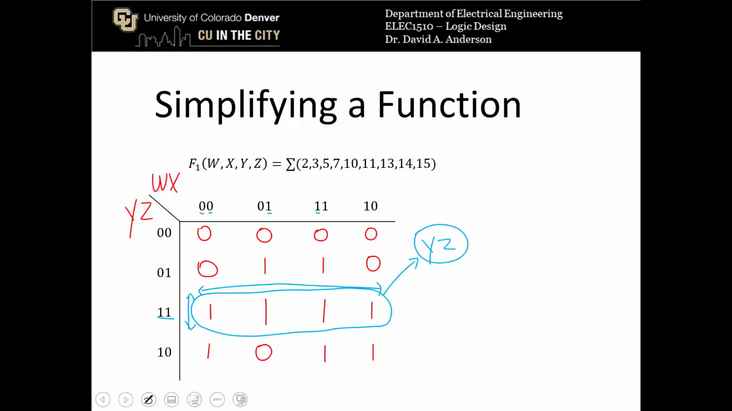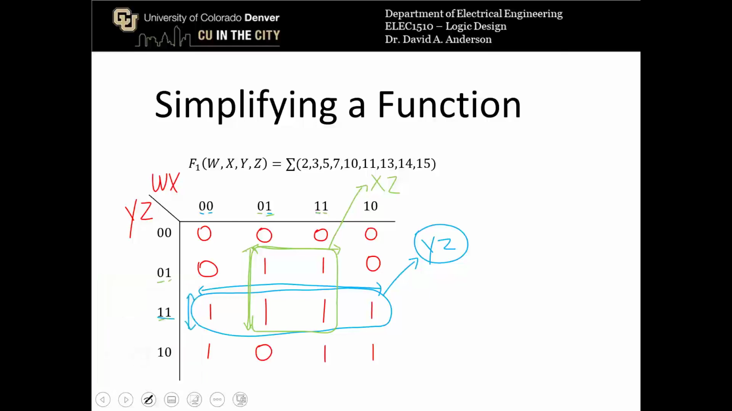All right, now another bubble will be right here. I see four 1s that are all adjacent. Now, along the length of that bubble horizontally, w is 0 and 1, so w is not represented. X is 1 and 1, so this bubble has an x. Along the vertical side, y is both 0 and 1, so y is not represented. Z is 1 and 1, so we add a z, and that bubble represents xz.